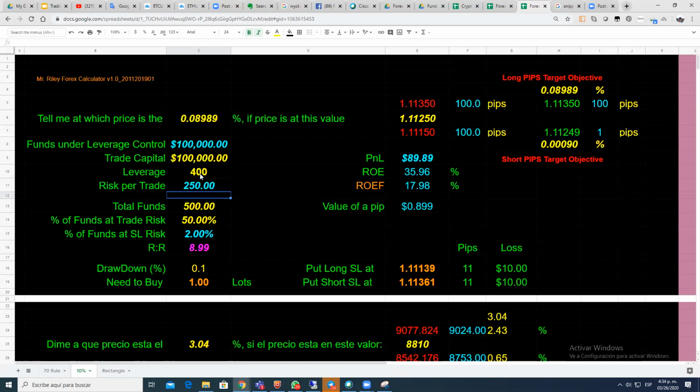There is your mathematics. With $250, or 50% of my total funds, now using a leverage of 400, I am able to control this huge amount of money. Now I have to treat those 100,000 as if they are mine. Shame on you. Because they are mine. Now, you know what? You should be very clean.